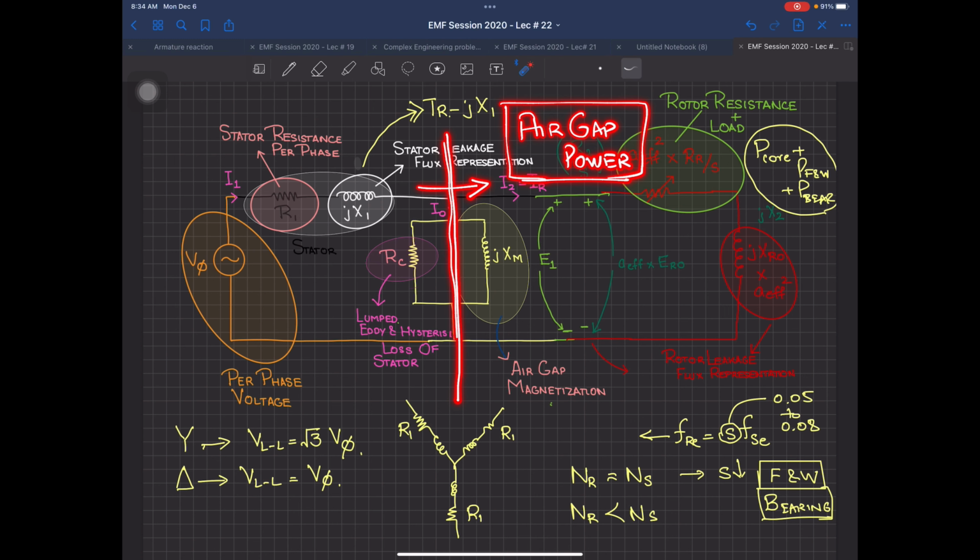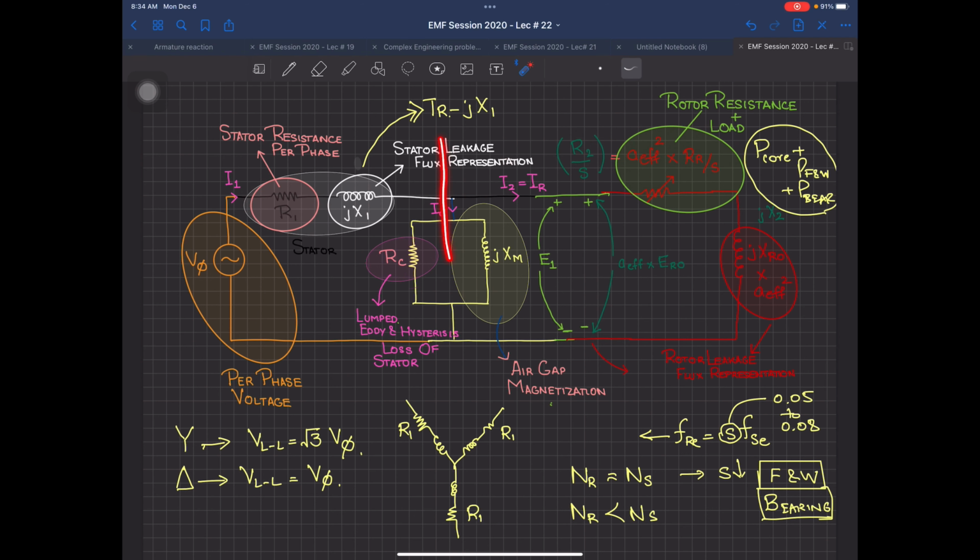So this vertical line, whatever losses are happening here will be subtracted, and whatever power you get here will be called PAG. We will do the formula also just now. So this is air gap power. The power which crosses this barrier at this point is the air gap power, the power transferred from the stator to the rotor passing through the air gap. That's why the word air gap is used.